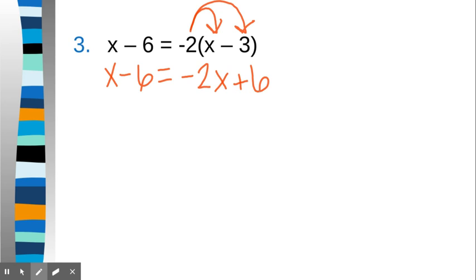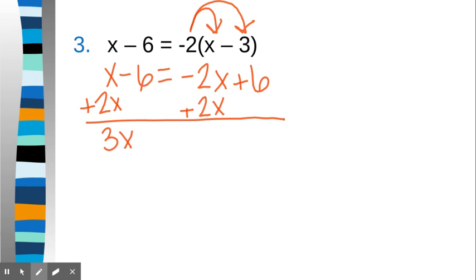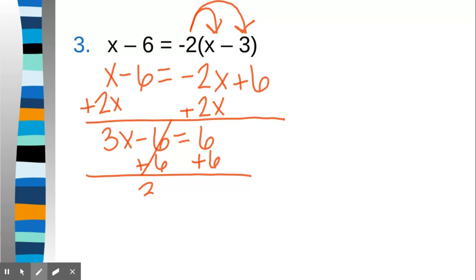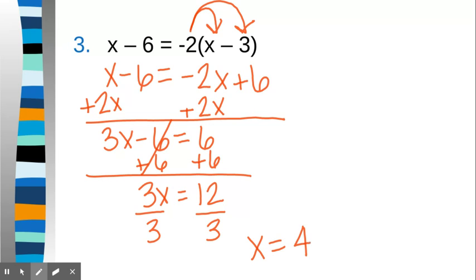Now I want to make sure my variables stay positive. I'm going to move the 2x. It's negative, so we will add 2x to both sides. That leaves us with a 3x minus 6 on the left and a positive 6 on the right. I'm going to add 6 to both sides. Those go away. 3x equals 12. And then we'll divide by 3 to get our answer of x equals 4.